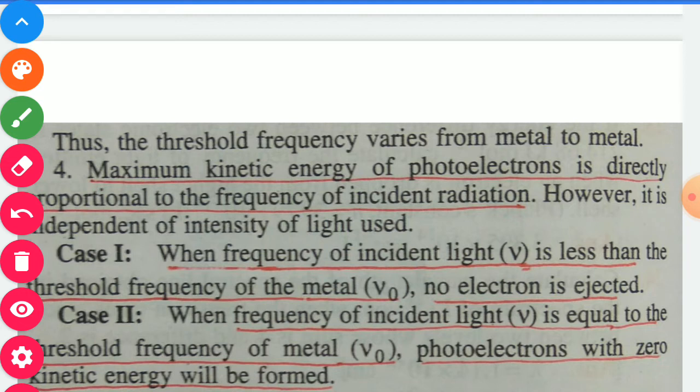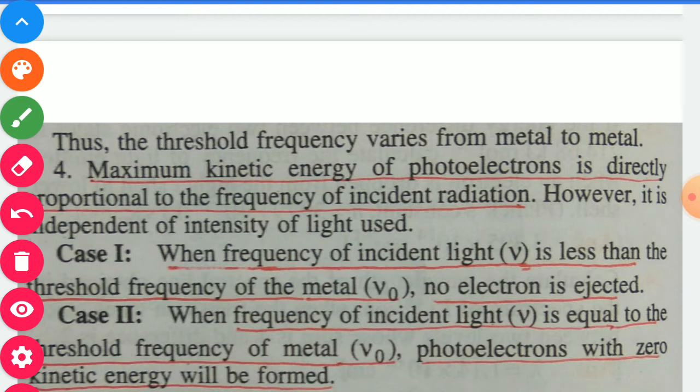Maximum kinetic energy of photoelectrons is directly proportional to the frequency of incident radiation. However, it is independent of the intensity of light. When the frequency of incident light is less than the threshold frequency of the metal, no electron is ejected. Meaning an electron is ejected only if the frequency of incident light is more than the threshold frequency.